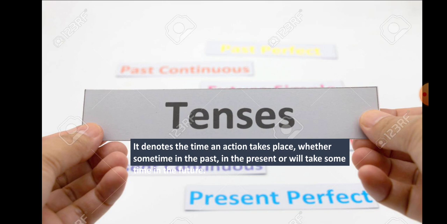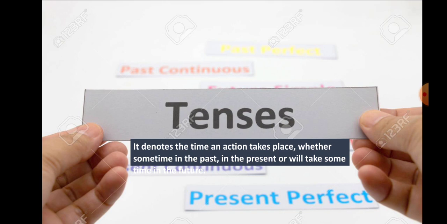So, what is actually tense? It denotes the time an action takes place. So, tense usually tells us about the time. Time means whether it was done in the past, it is done in the present, or it will be done in the future. So, when an action is done, that time is told to us by a tense only.